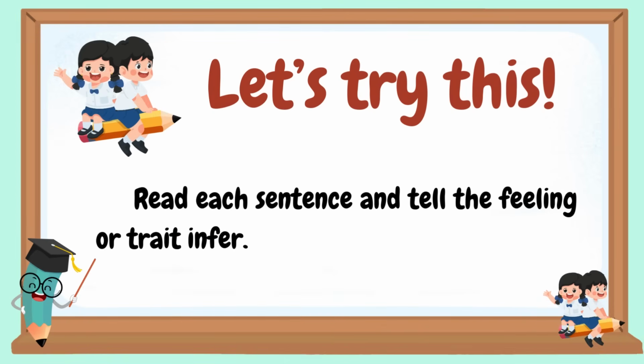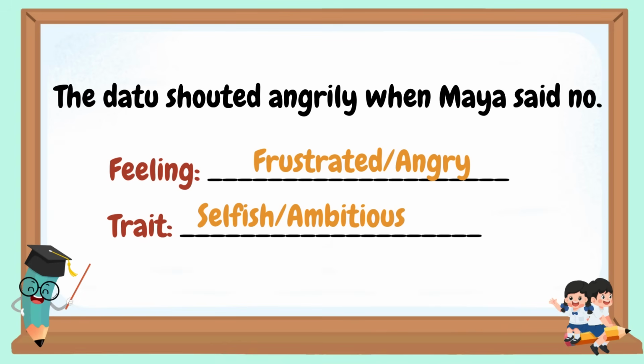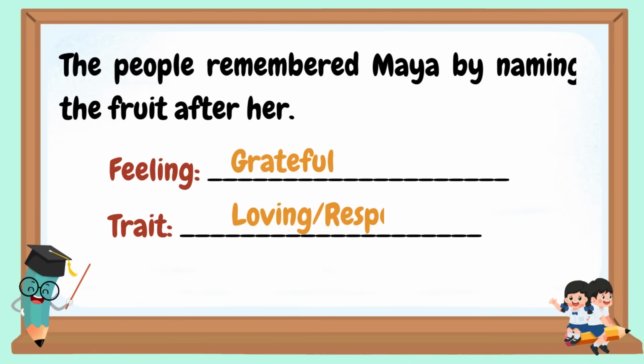Let's try this. Read each sentence and tell the feeling or trait you infer. The Datu shouted angrily when Maya said no. The Datu's feeling is frustrated and angry, and his trait is selfish and ambitious.